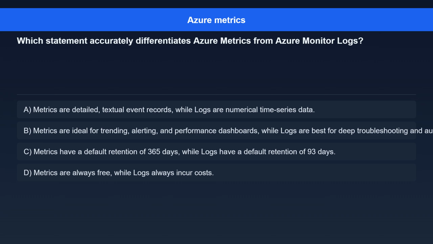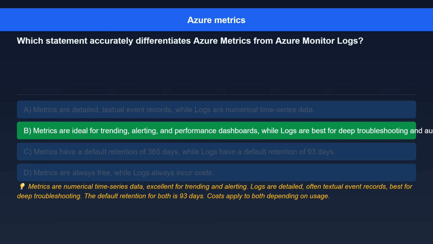Question 9. Which statement accurately differentiates Azure metrics from Azure Monitor logs? Option A, metrics are detailed, textual event records, while logs are numerical time series data. Option B, metrics are ideal for trending, alerting, and performance dashboards, while logs are best for deep troubleshooting and auditing. Option C, metrics have a default retention of 365 days, while logs have a default retention of 93 days. Option D, metrics are always free, while logs always incur costs.